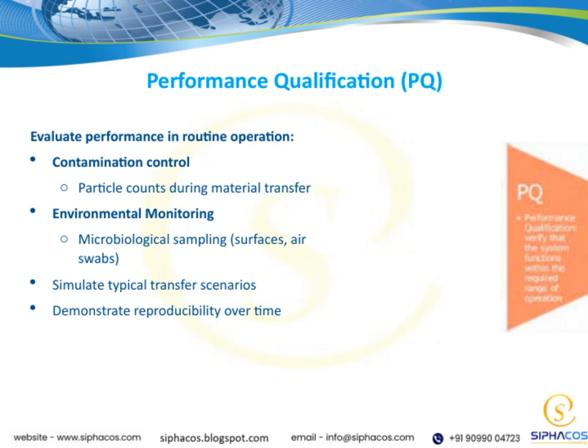Another important aspect is simulating typical transfer scenarios, basically putting ourselves in real working conditions to see how the system performs. This helps us demonstrate reproducibility over time, confirming that our processes are consistent and reliable. All these steps are crucial because they verify that our controlled environment and procedures work effectively in everyday operations, ultimately supporting the quality and safety of our products.